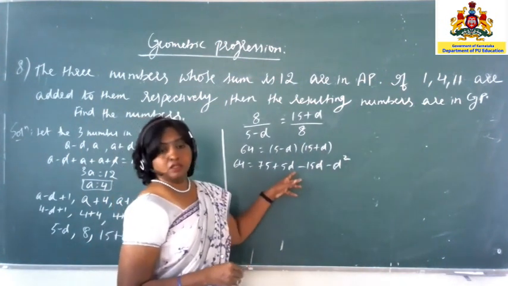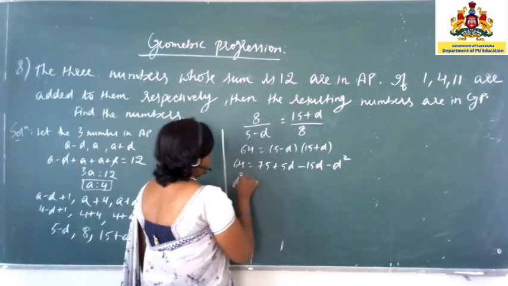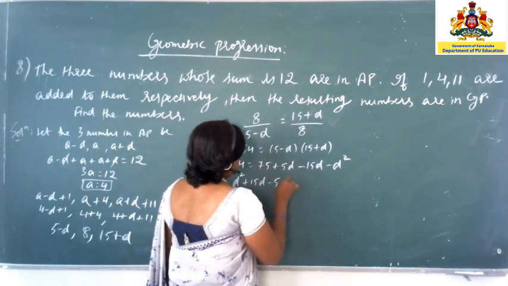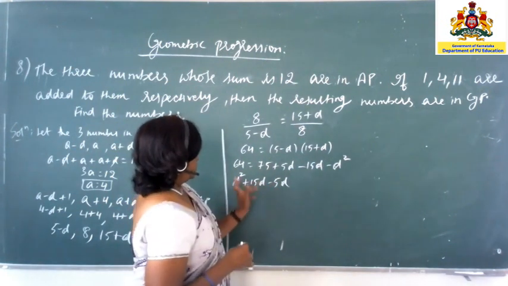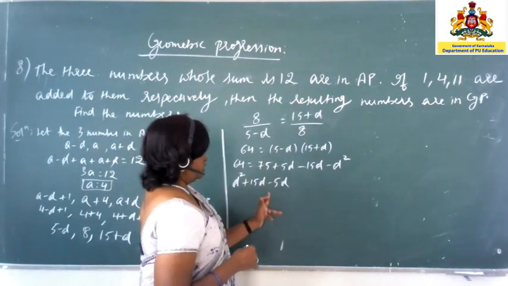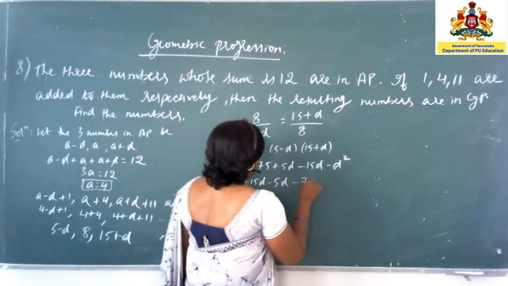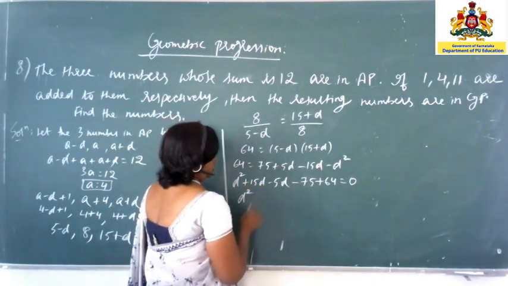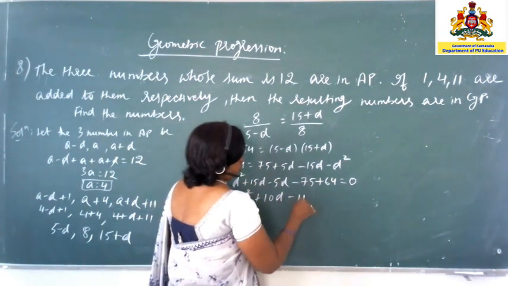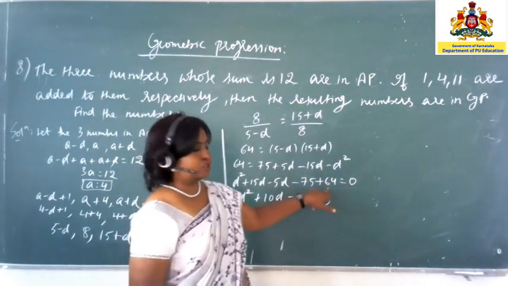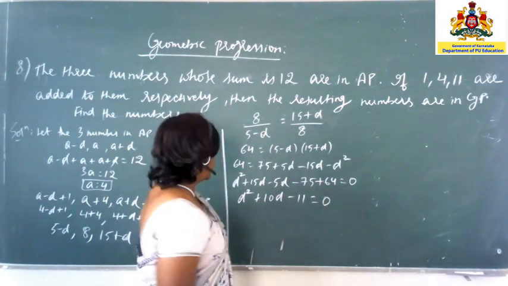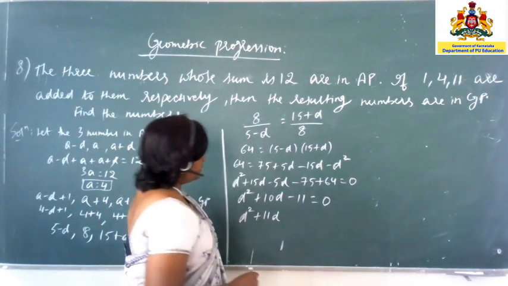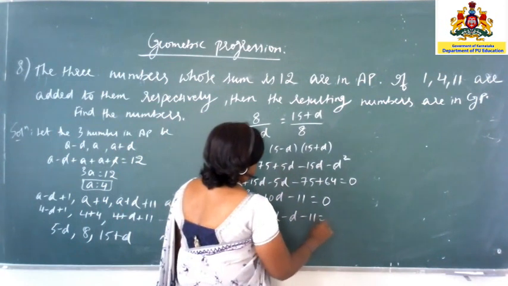I'll bring these terms to LHS. So d square plus 15d minus 5d minus 75 plus 64 is equal to 0. So d square plus 10d minus 11 is equal to 0, since minus 75 plus 64 is minus 11. So d square plus 11d minus d minus 11 is equal to 0.